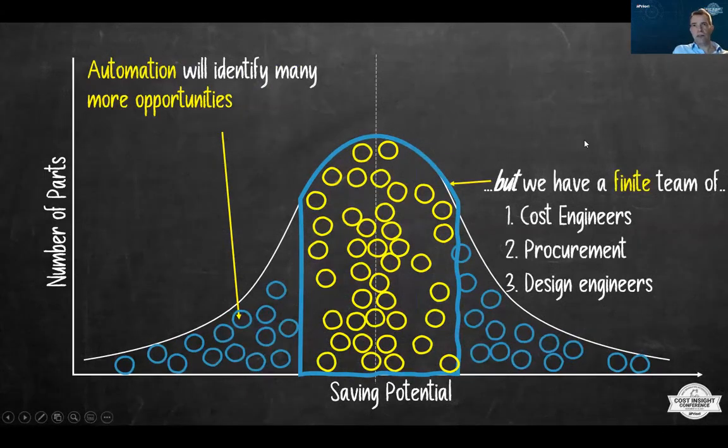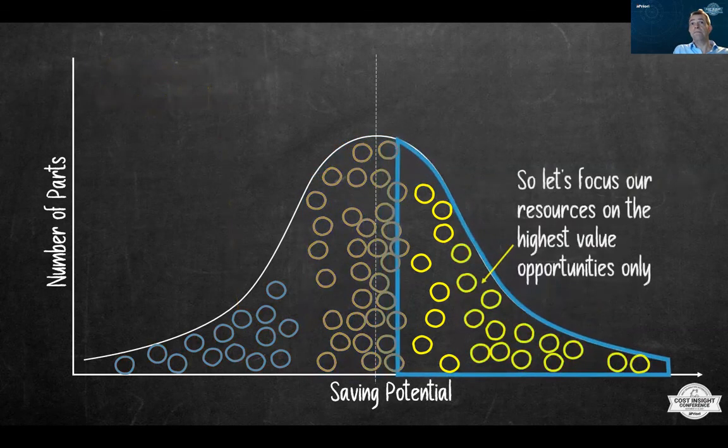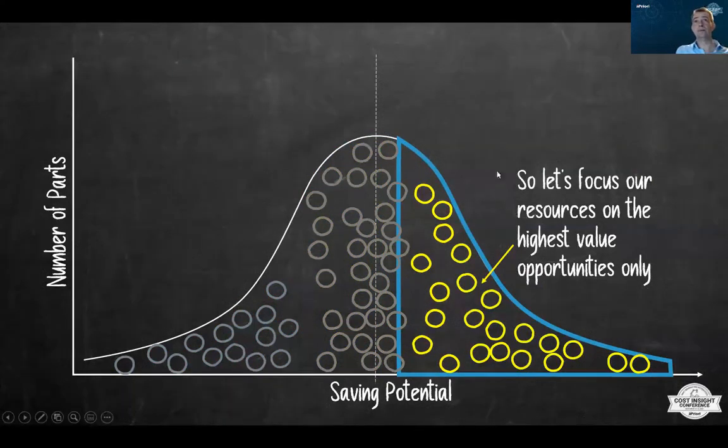But unfortunately, we can't do everything. Without significant investment in our company, which we could do if we want to, we have a finite team of people that can execute on what aPriori provides through insight, people to design out costs, to procure out costs, cost engineers as well. So therefore, what we really will do is just move the focus onto the things that we can do. So that blue boundary represents what we can address. So let's shift our focus over to that.